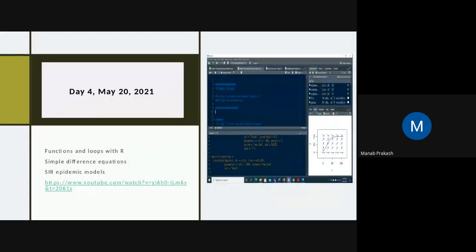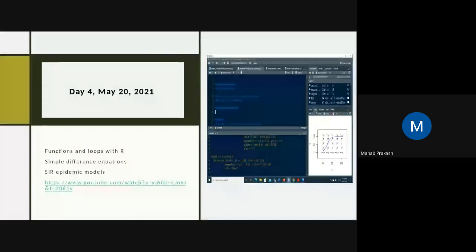Next, we did functions and loops in R, and we also generated the phase diagram in R. It was one of the most difficult sessions until this point. We learned how to draw a phase diagram, and we used it to plot a logistic function in a phase diagram also. We also learned how to use functions and loops in R in this session.